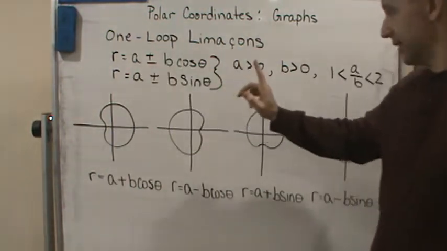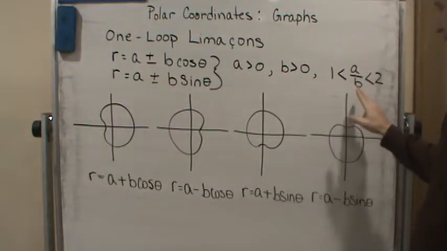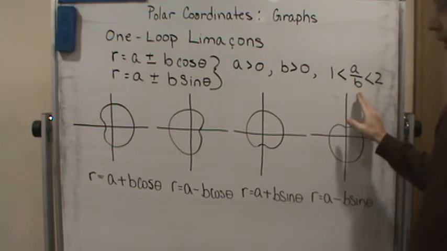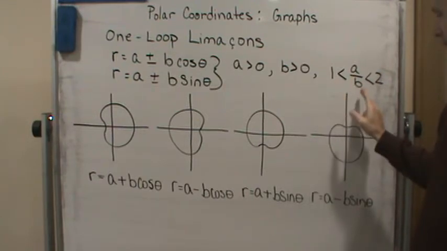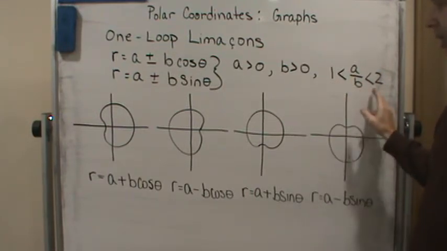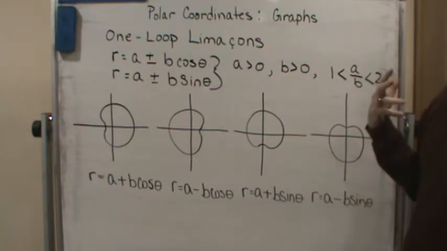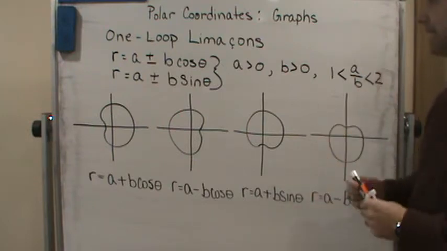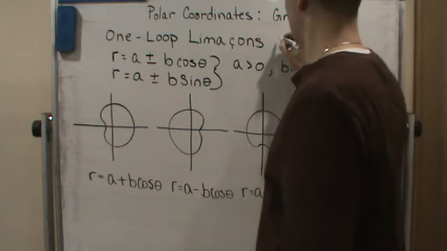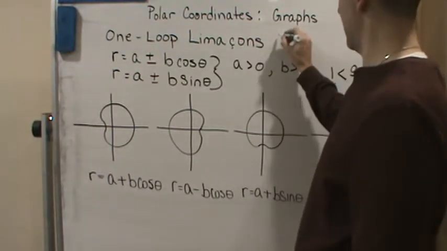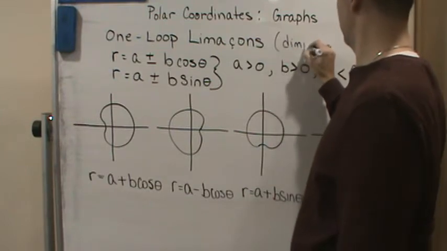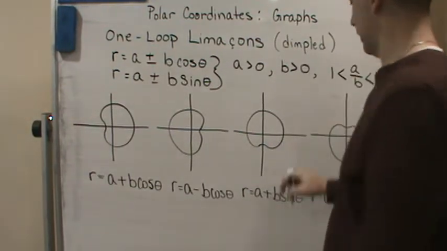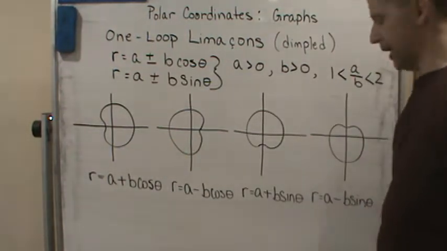The only difference is the ratio. Now remember, for a cardioid, this ratio of A to B is equal to 1. Well, if the ratio is between 1 and 2, then you have what we call a dimpled, or one-loop Limaçon, sometimes called dimpled, because it's got this dimple on the side.